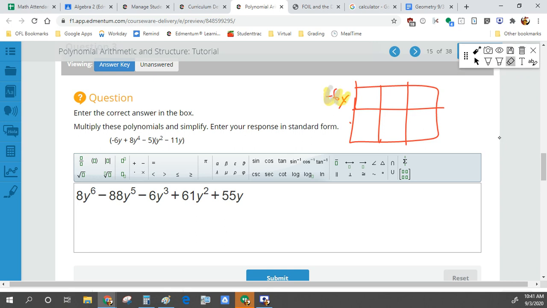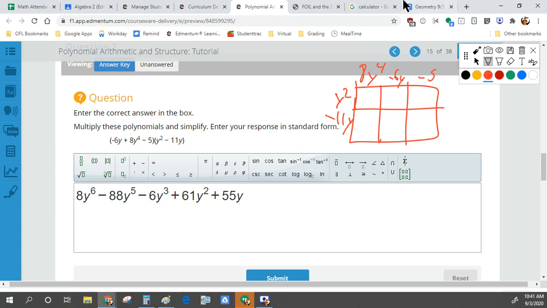Make sure all the powers are already organized. You always want to do the highest power first, the next highest power second, and the last power at the end. This will just make it easier for you to organize everything when you're writing it down.